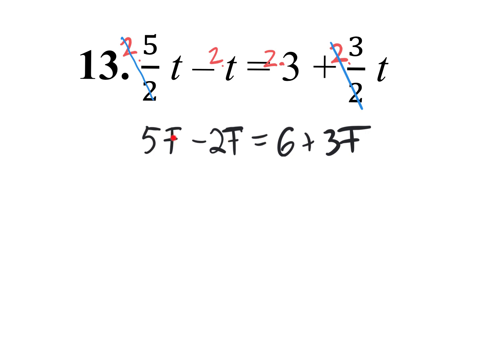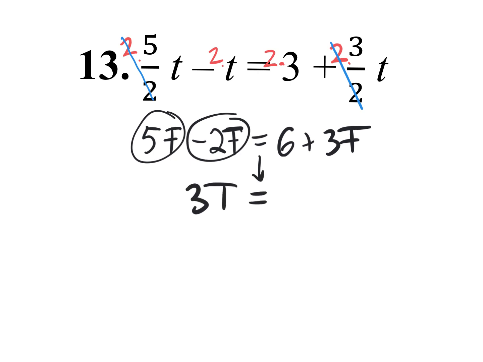And keep in mind that you're on the left side of the equal sign. So you just combine these in your head or on a calculator. 5 take away 2 is 3, and we're talking about t's. So when I combine this one and that one, I get 3t. Bring down the equal sign again, so we have 3t equals 6 plus 3t.